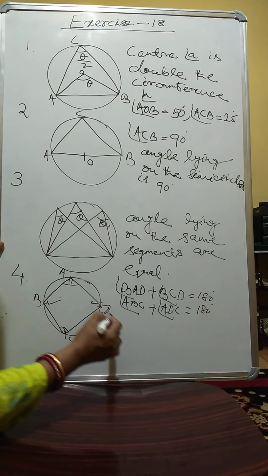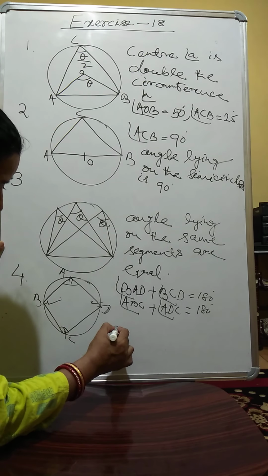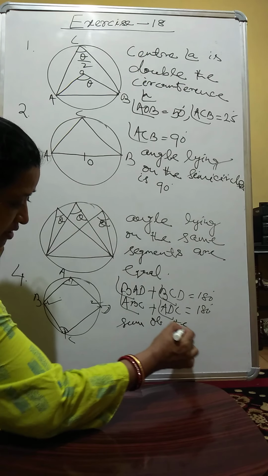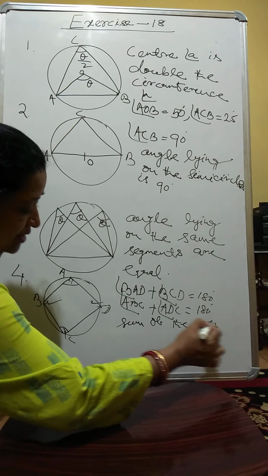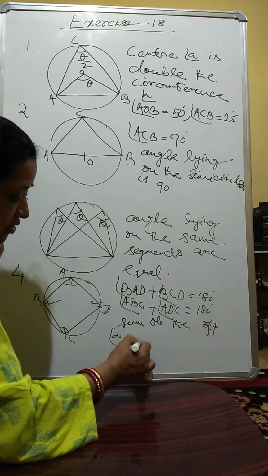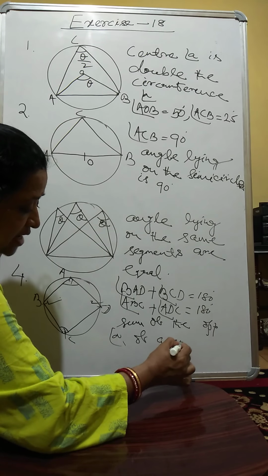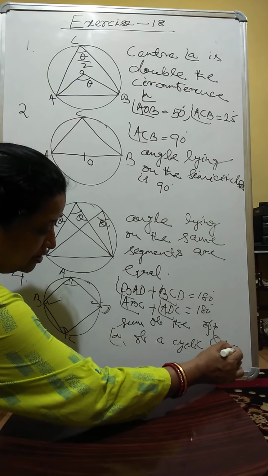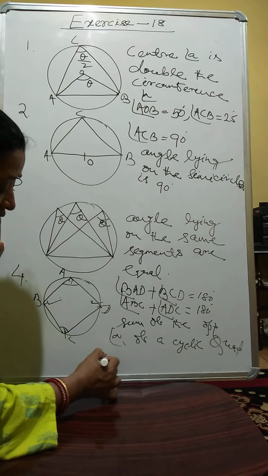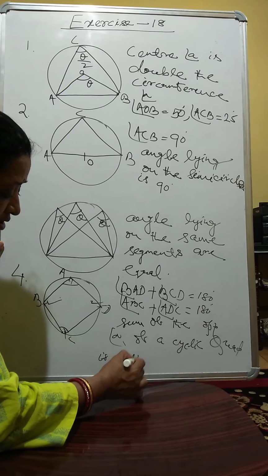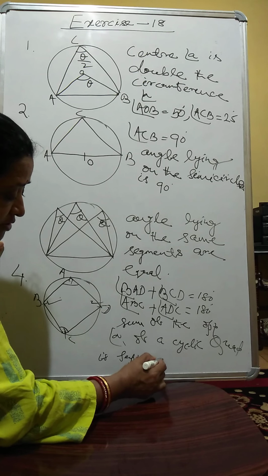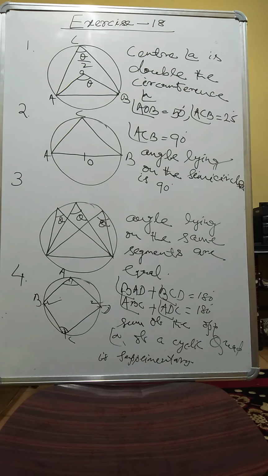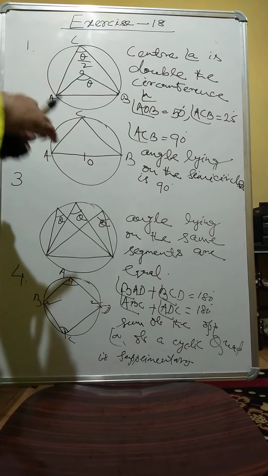Why? Sum of the opposite angles of a cyclic quadrilateral is supplementary. Okay, this is the first property.